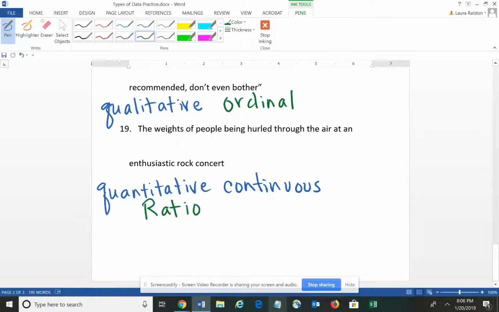Okay, a few more. Social Security numbers. Here again, it may jump out at you and you say, oh, that's numbers, it's got to be quantitative. But again, think about whether you're going to calculate with those numbers. Do we order those numbers? And quite honestly, we don't do that with Social Security numbers.